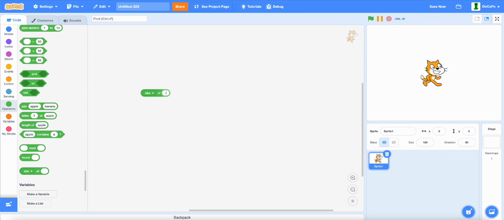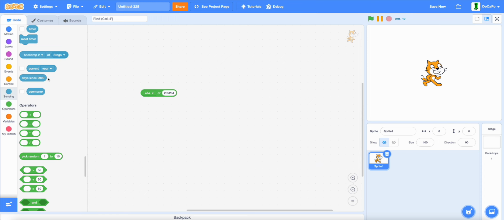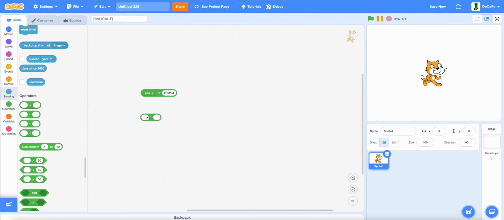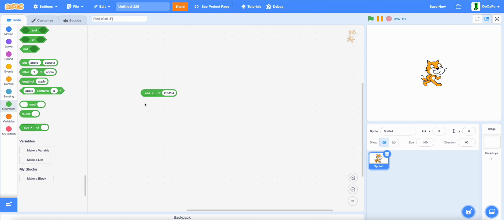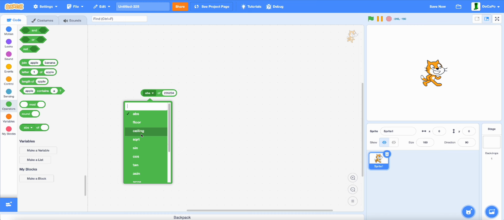Now this, the absolute of. Absolute of is basically changing any negative number into a positive number, and any positive stays positive. And if you want to change any positive number to a negative number, just use the multiplication. So like 5 times negative 1, it would equal negative 5, but negative 5 times negative 1, it would equal 5. Basic integers, basically, or just math.